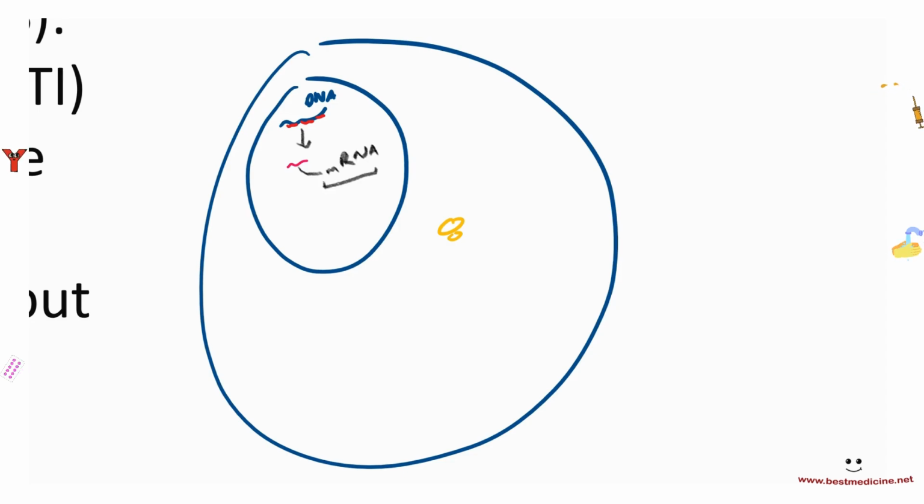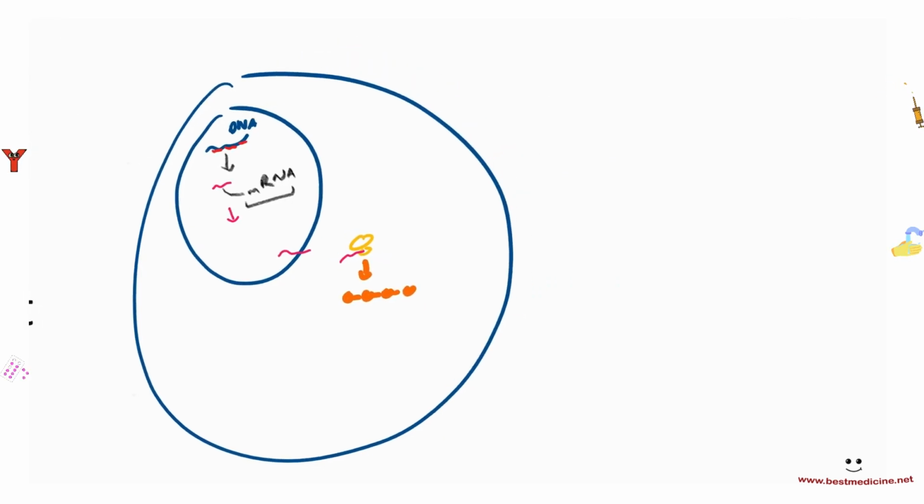Messenger RNA is another type of genetic material. Now this messenger RNA is going to take this message outside the nucleus to the ribosome. And now the ribosome will know what protein to make, right? And it will make us a protein. Now HIV is an RNA virus.